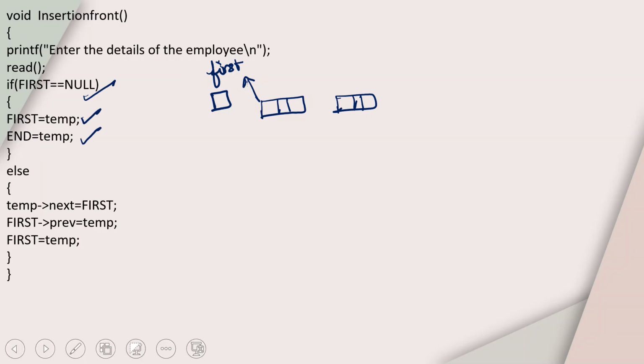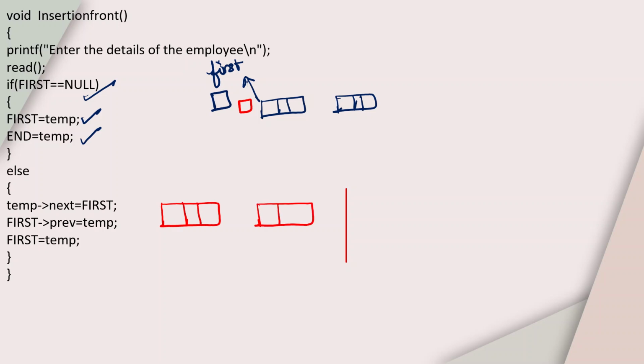So you have to insert the node over here in between. Let me write it over here like this. This is the current node. These are the nodes that are present, let's assume. There is a pointer called first and there is a pointer called end. This will contain the address of the first node. This will contain the address of the next node. This is how the setup is.